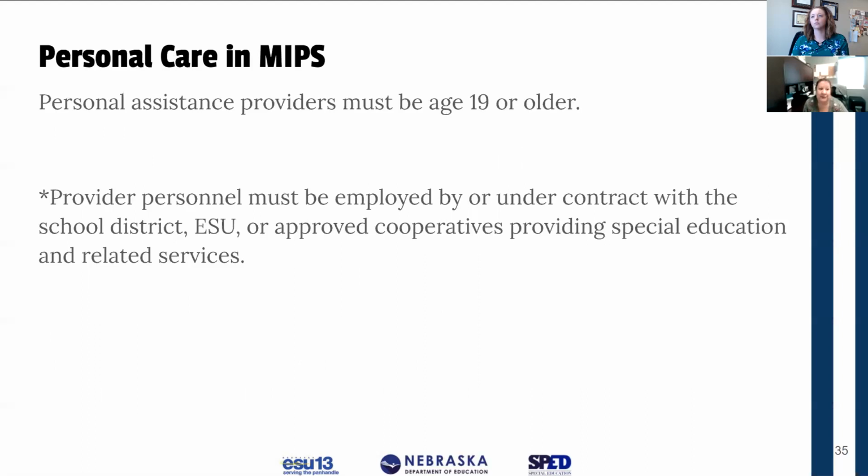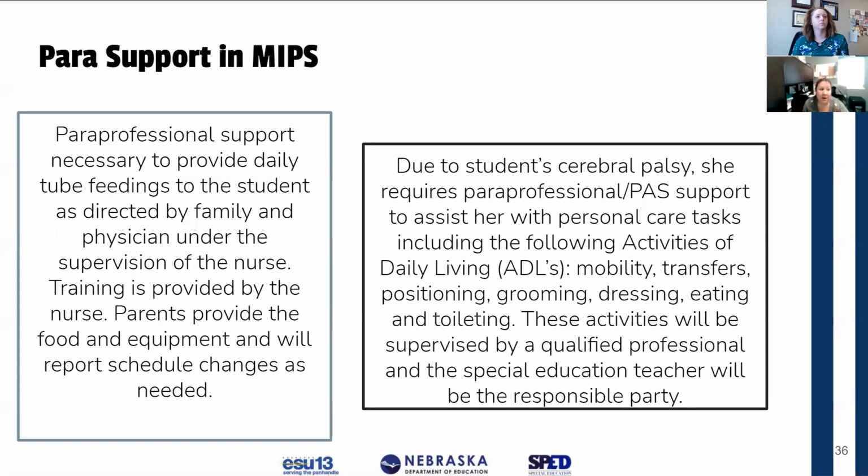Personal care assistant providers must be 19 or older, and they must be employed or under contract with the school district, ESU, or approved cooperatives providing special education and related services. And here are a couple of examples of the supports that you can write into the IEP as to why the student needs their services, to help claim MIPS also.